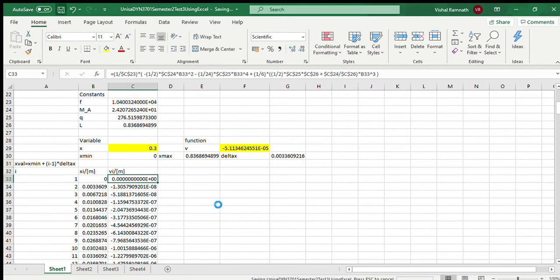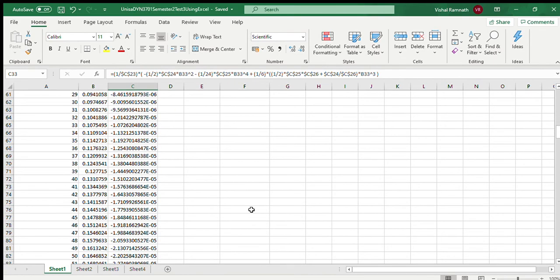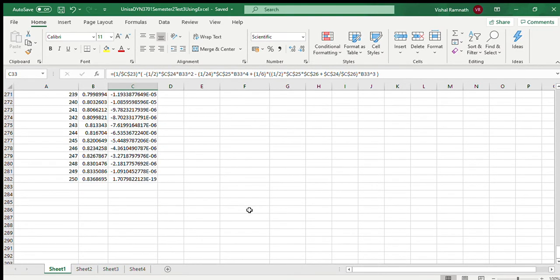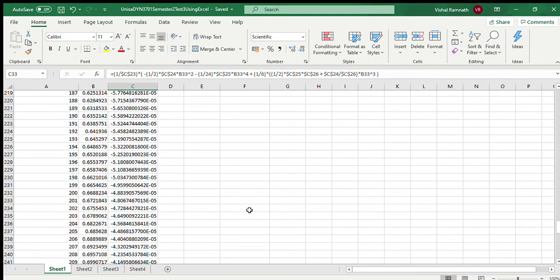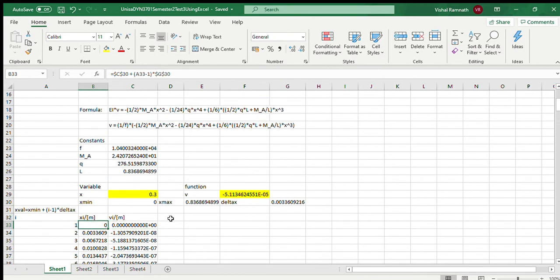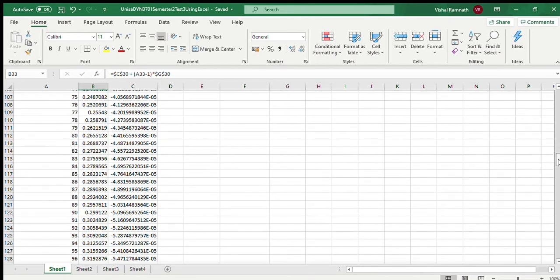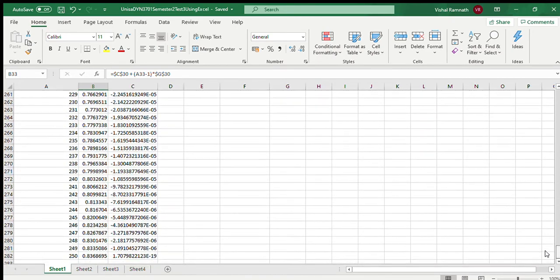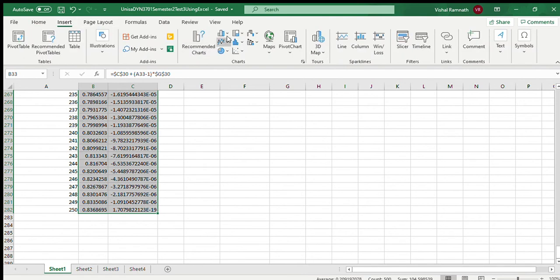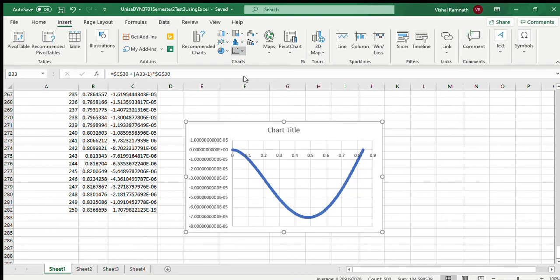So just save again. I now have all of the information. Let's see if I can plot the graph and what will happen. I click on the mouse, then I go to Insert, and then I click on Charts, and then I click on Scatter.